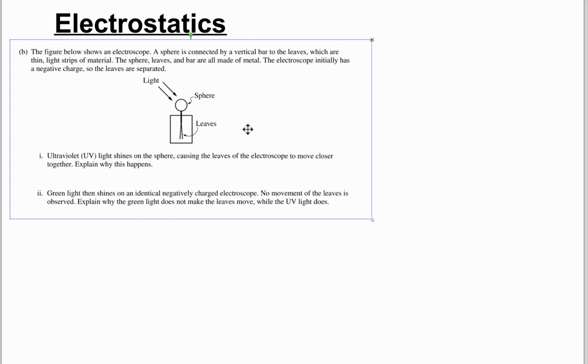So for part B here, we have an electroscope. The electroscope initially has a negative charge and the leaves are separated. So we start with the leaves separated. Ultraviolet light shines on the sphere, causing the leaves of the electroscope. Ultraviolet light is going to eject electrons.